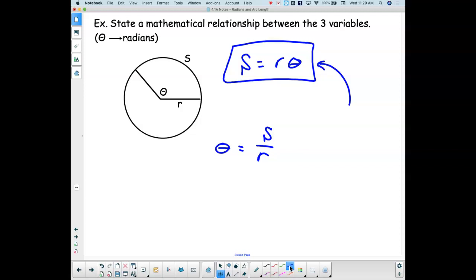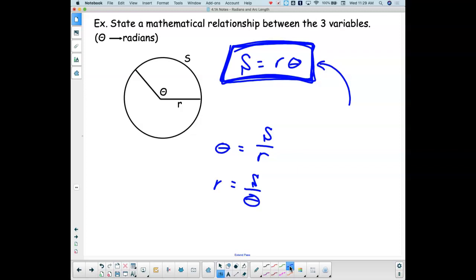Oh, what happens if you solve for R? Then you said R is equal to S over theta. I don't care which one you use. They all are equivalent. This is the one I like. S equals R theta. This is the one I learned. This is the one you see in the book. So S equals R theta.